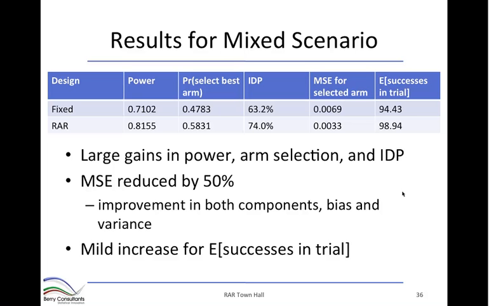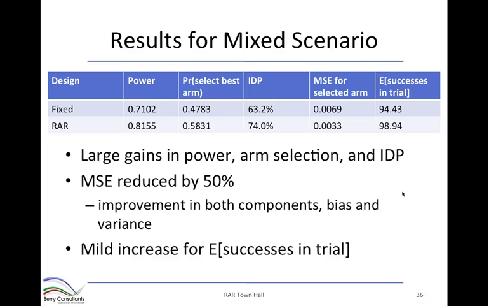It's better for RAR. The mean square error for that selected arm. So I'm going to basically, at the end of the trial, say, I think this is the best, and here's how well I think it works. Remember, that's a percentage. So when you square a percentage, you get fairly small numbers. That mean square error goes from 0.0069 for the fixed. It's cut by more than 50%. So RAR down to 0.0033.